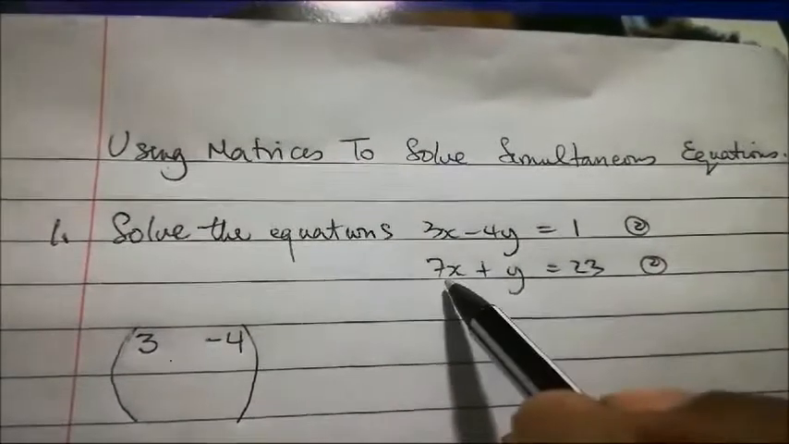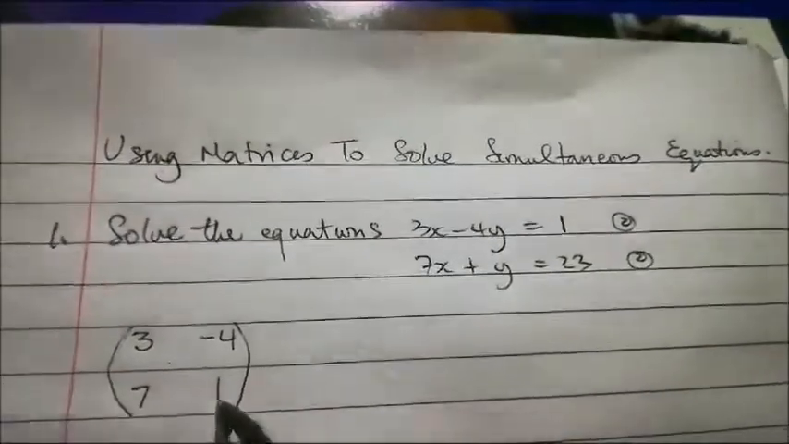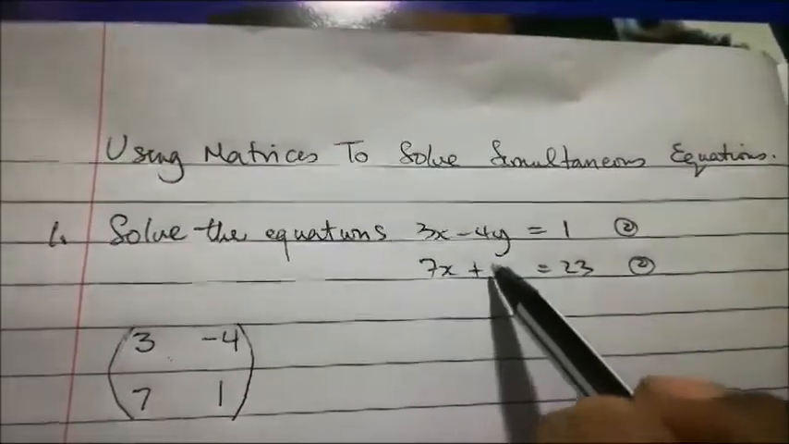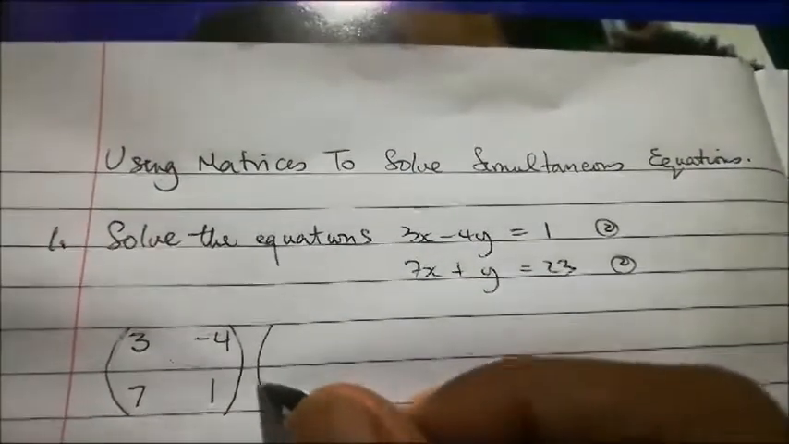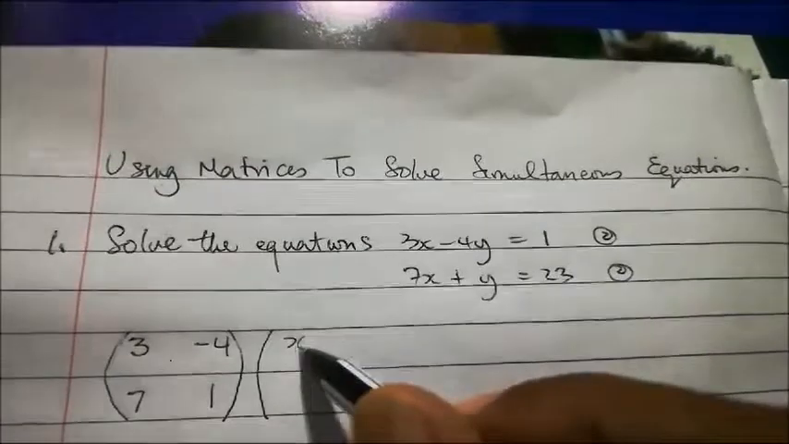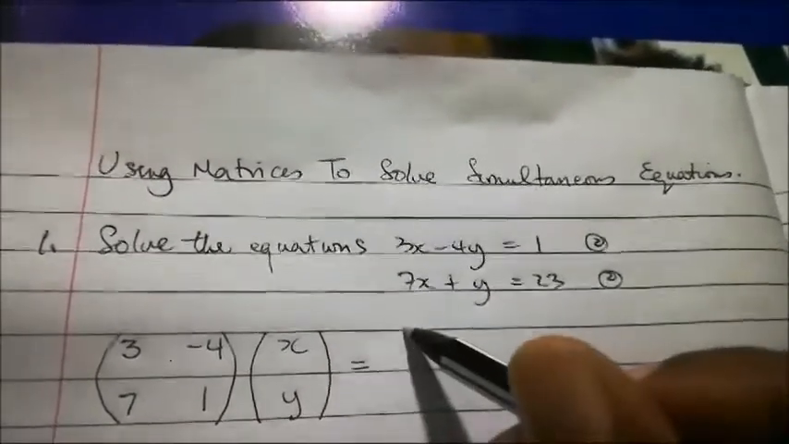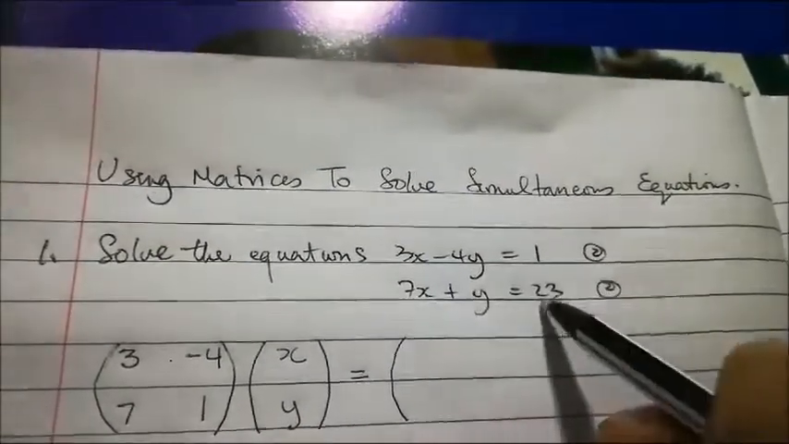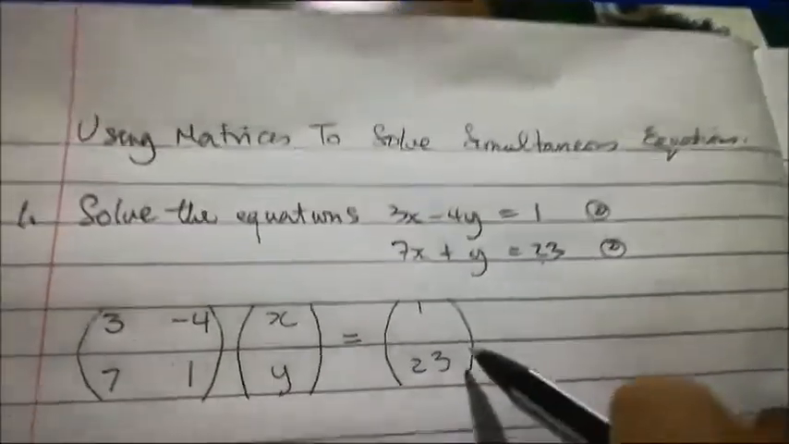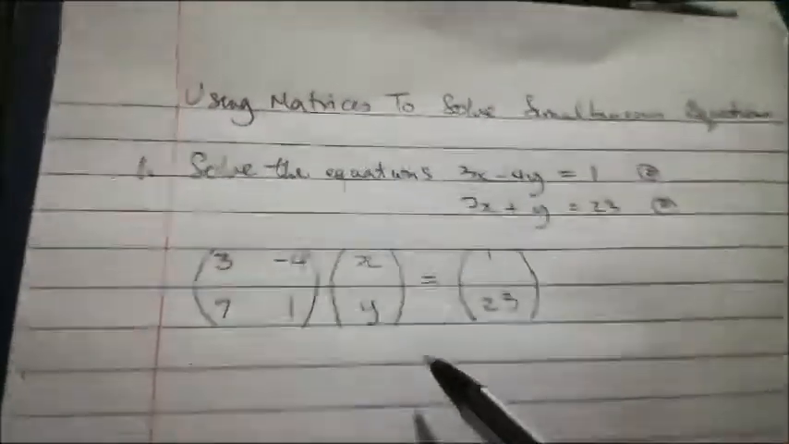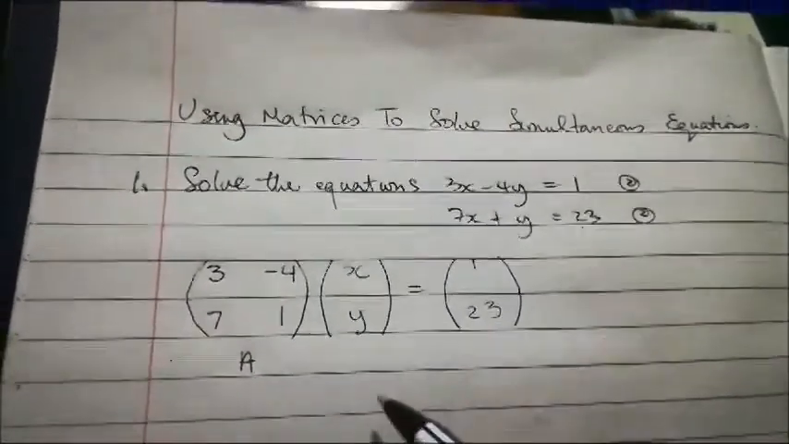And for the second one, we're going to have 7 and a 1. There's a 1 in front of the y. It's an invisible 1, but it's still a 1, right? And of course, we're going to put our x and y. And we have one more bracket, which contains 1 and 23, right? 1 and 23.